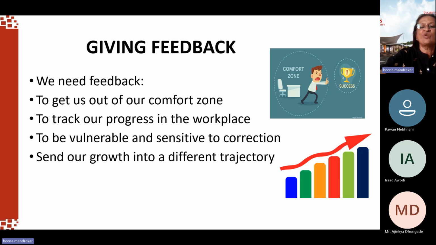Okay? Feedback gets us out of our comfort zone, tracks our progress, makes us vulnerable and sensitive to correction, and sends our growth into a different trajectory. So that by incorporating the feedback, we become successful.